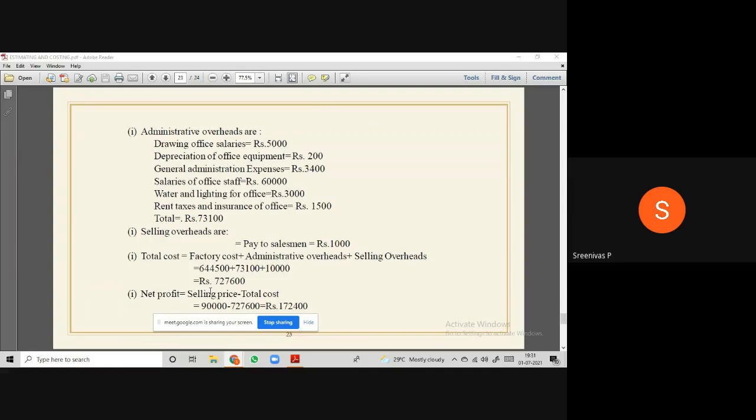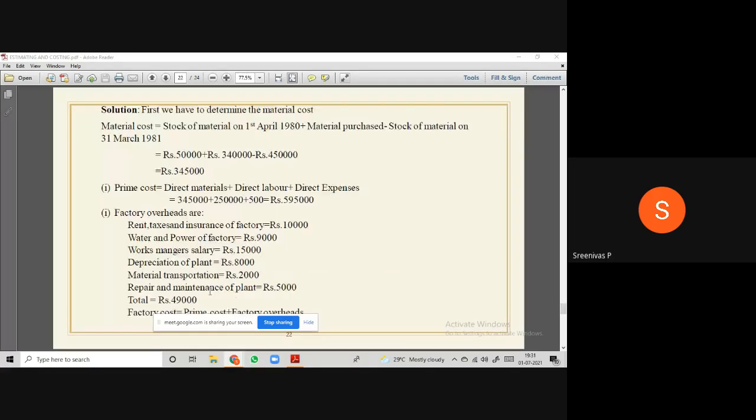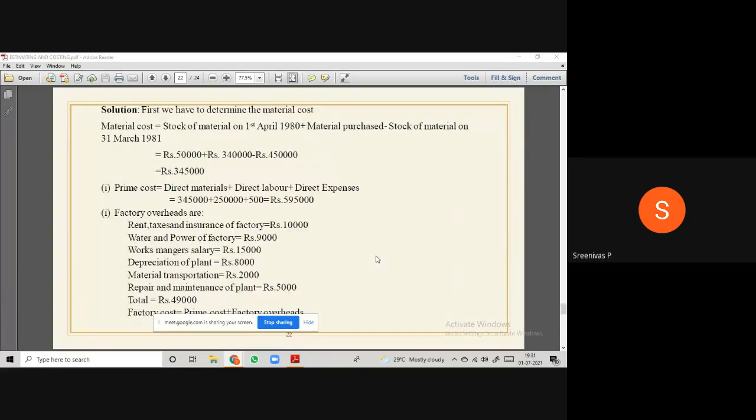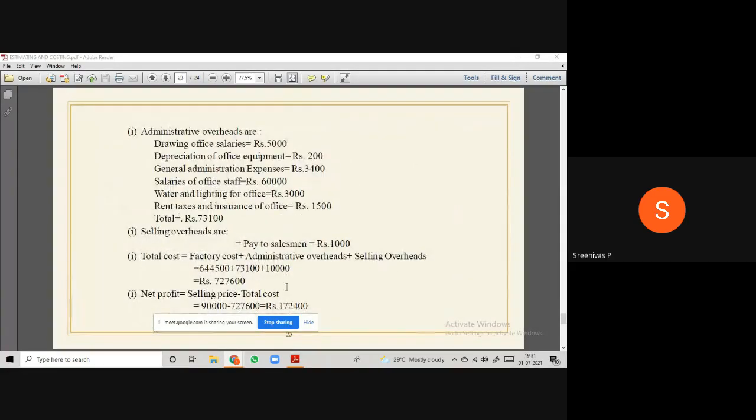But we must add some profit to the total cost. So in the data itself, it is given as 9 lakhs. So somewhere it is given as 9 lakhs as the selling price. So that's why the selling price minus total cost equals 1,72,400. So we will add some profit. Finally, we will get the MRP rate of a component.